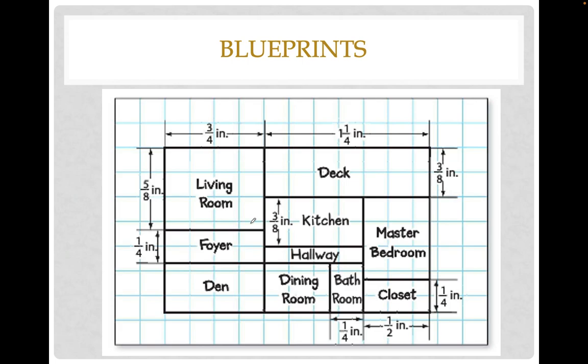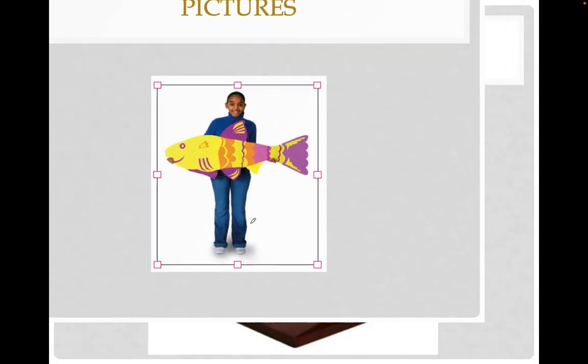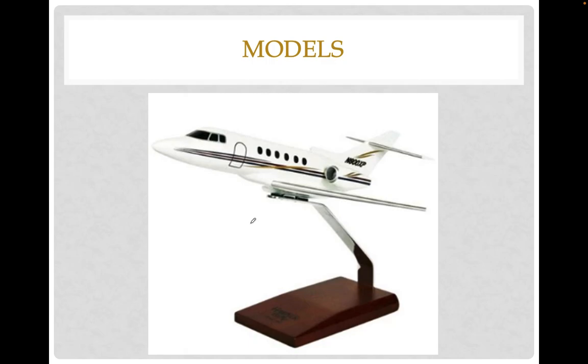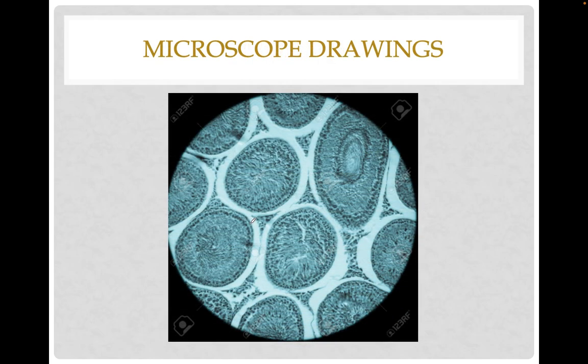Blueprints are another example of a scale drawing. These are used by architects who are building new buildings or other things like airplanes or cars. Pictures are scaled versions of real-life objects. And of course, model airplanes and trains and other things. And finally, a microscope view of something very small is a scaled up version of how that item or object looks.